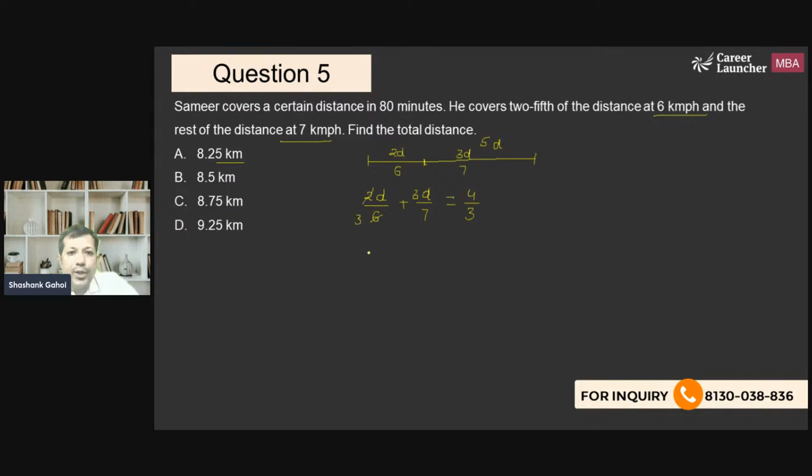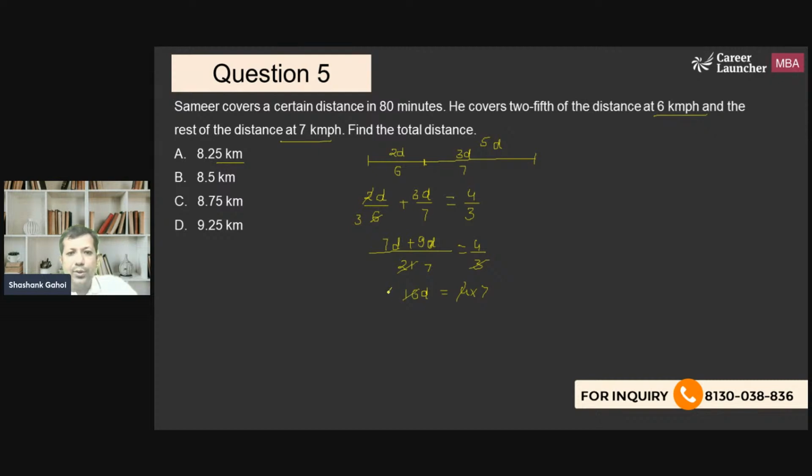So it is going to be 3. Now I'm simply going to take LCM. So this comes out to be 21. So it is going to be 70D plus 90D, and that is equal to 4 upon 3. तो यहाँ से आ गया 7. So अपना क्या हो गया? 16D comes out to be 4 into 7.